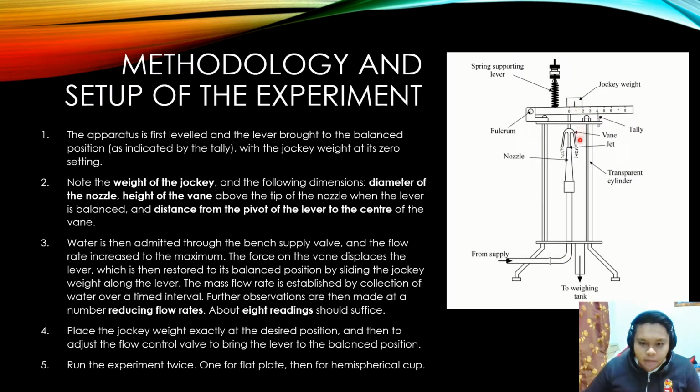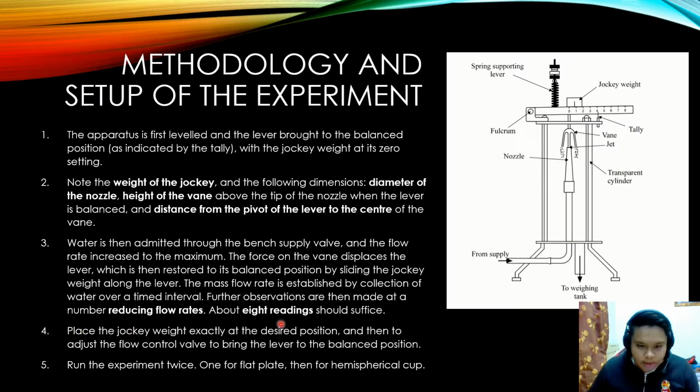The force on the vane displaces the lever, which is then restored to its balanced position by sliding the jockey weight along the lever. The mass flow rate is established by collecting water over a time interval, and further observations are then made at a number of reducing flow rates. About 8 readings should be sufficient.